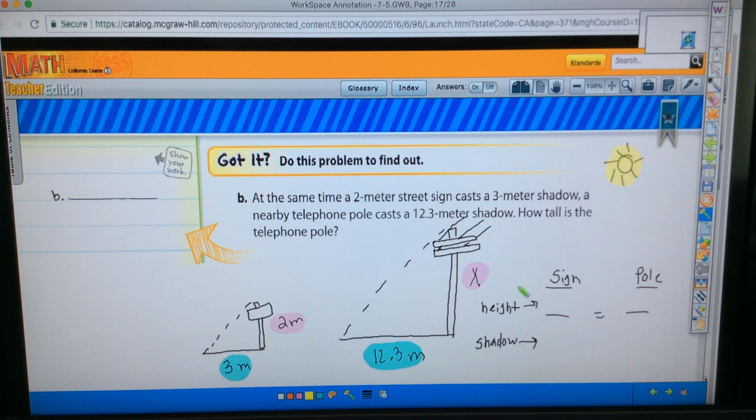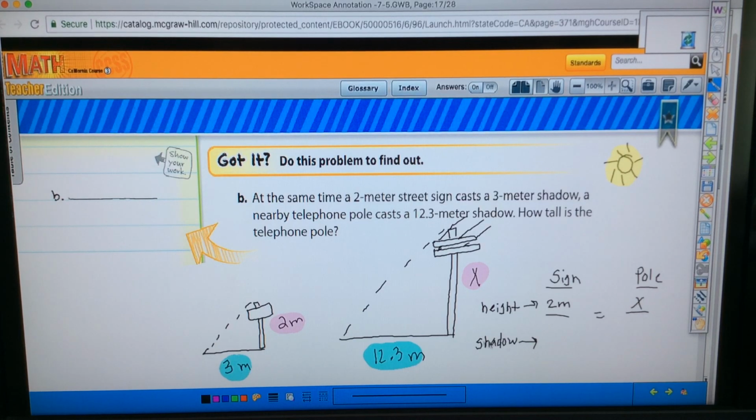Anytime you get one of these word problems, I really find that it helps to draw it out. And if you even just wanted to draw 2 right triangles, they don't necessarily have to have the actual things from the word problem in them. But I find that it really helps me visualize what's going on here. Okay, so what I did is I made 2 little columns here. I have a column for the sign, and I have a column for the pole. So the height of the sign I know is 2 meters. It corresponds with the unknown height of the telephone pole. We don't know. We're calling it X.